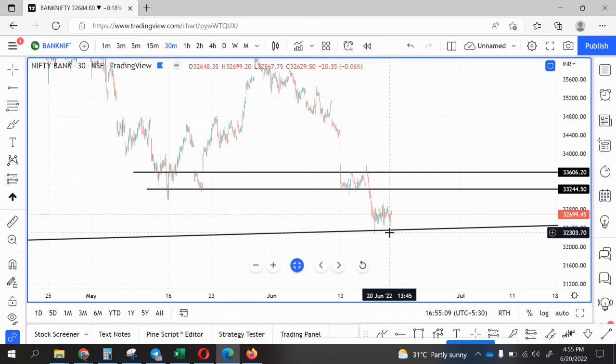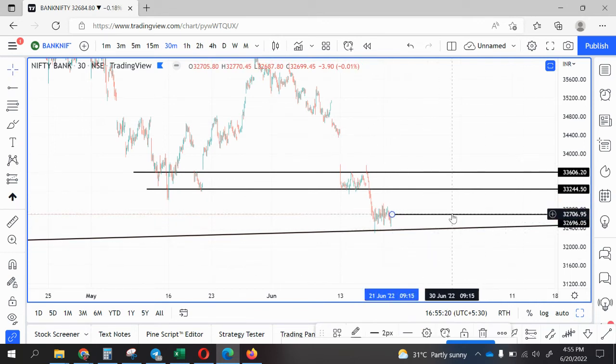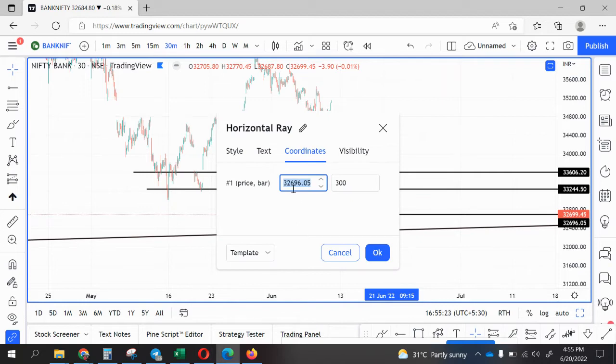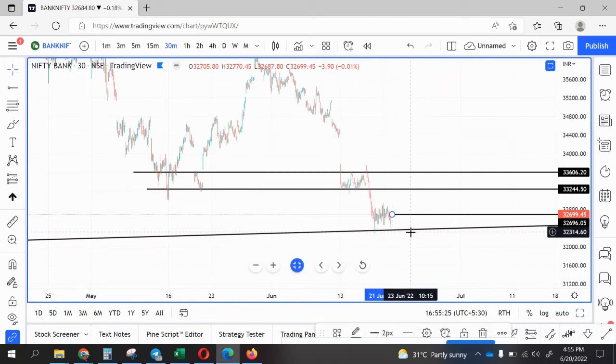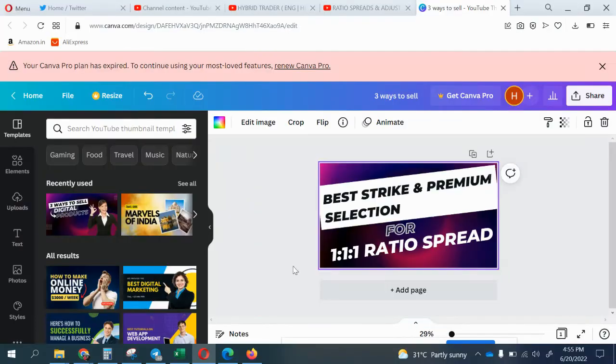Whenever we enter into any strategy, be it a credit strategy or a debit strategy, market view is very important. The current market stands almost at 32,697. So, friends, in case you want to go for a ratio spread, this video is all about how to select the strikes or the premium for the ratio spreads. If you want to go for the iron fly, I already made a video on iron fly.